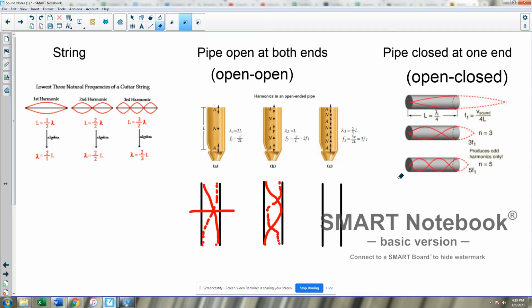The one that's goofy is open-closed pipes. These follow different rules because you have to have a node at one end and an antinode at the other. And so the portion of a wave that you fit in there is sort of goofy. The longest possible wave that you could fit in there, or the lowest frequency, would have a node at one end and an antinode at the other.